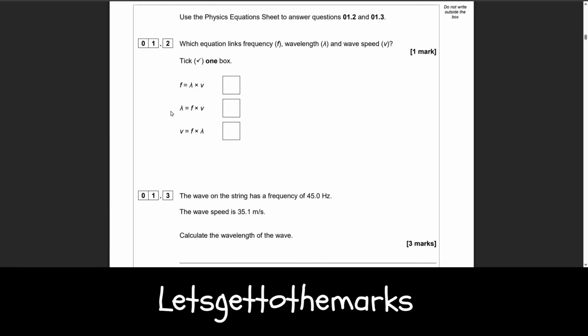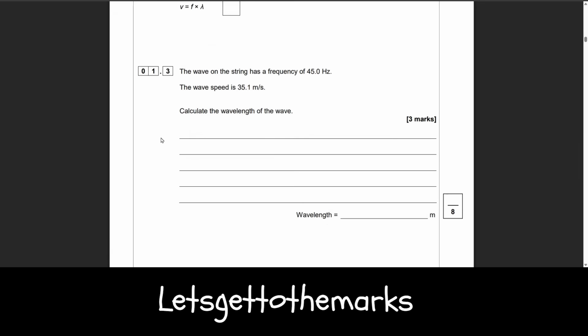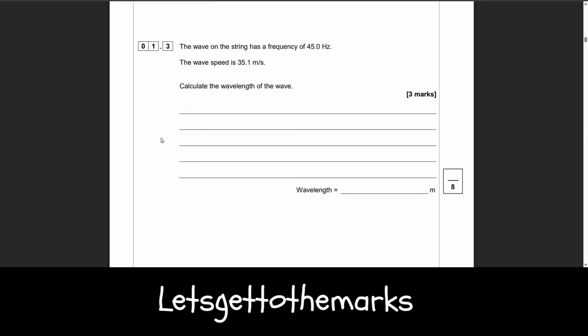So the wave speed is equal to frequency times wavelength. So the correct answer is here. You get the wave speed by doing frequency times wavelength. Lovely jubbly. Now they're going to get us to apply that equation. So really, I call this a free 4 marks because you can look on the equation sheet and find that equation. And now this is another 3 lovely marks.